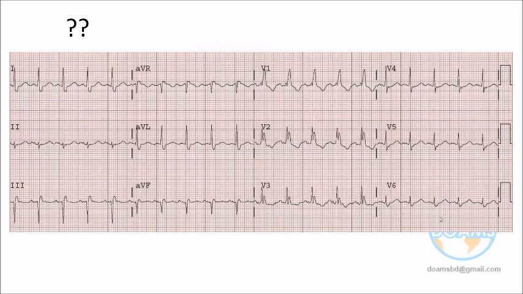Okay. So our summary will be, if it is more than 3, then it will be right bundle branch block. If it is not more than 3, it will be partial. Incomplete RBBB. This is RBBB, more than 3.